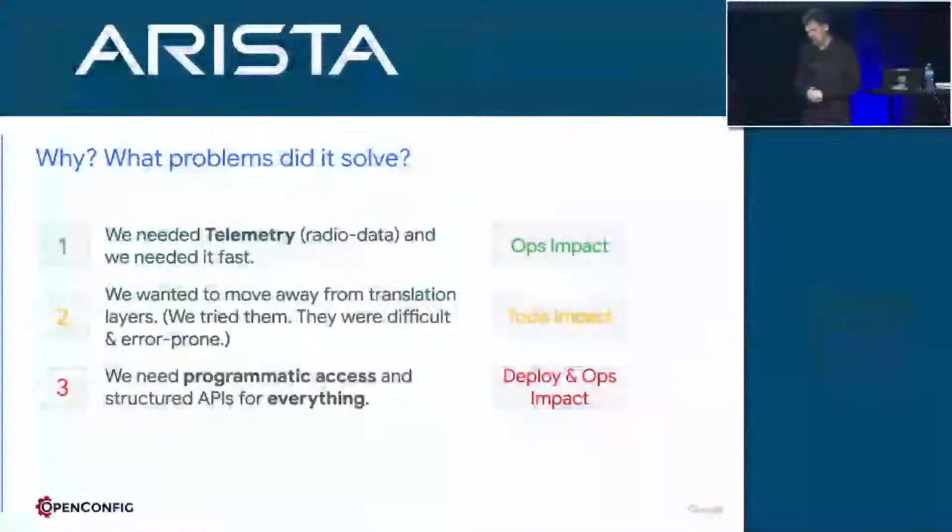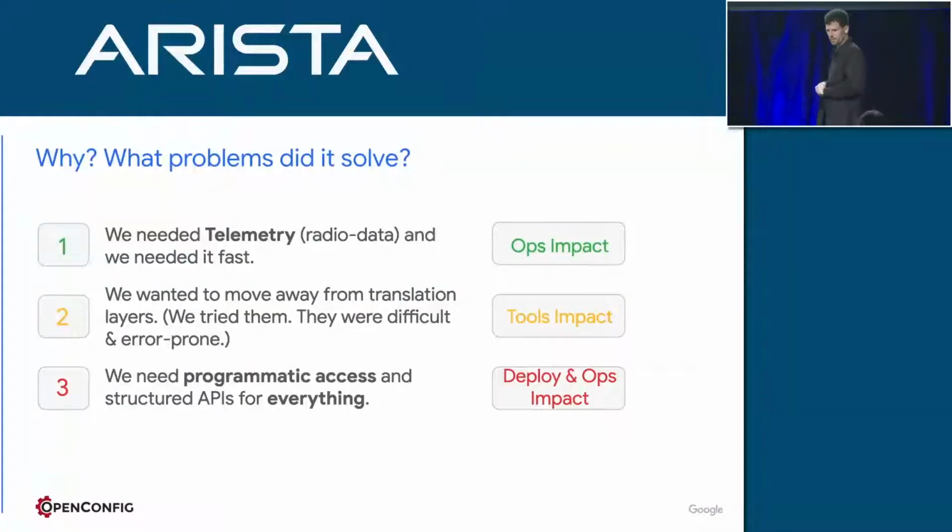All right, why did we do it? Well, we needed telemetry. In the case for Wi-Fi, which is the team that we're on, that essentially just means radio data, and we needed it fast. We wanted to move away from translation layers. We tried to use them, but they were error prone. Well, what's a translation layer?